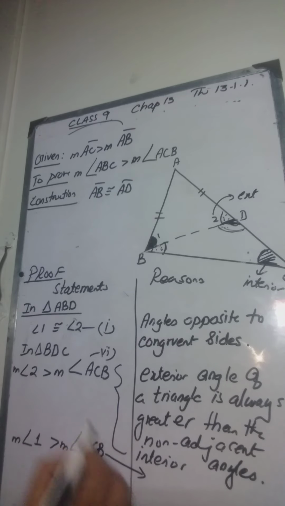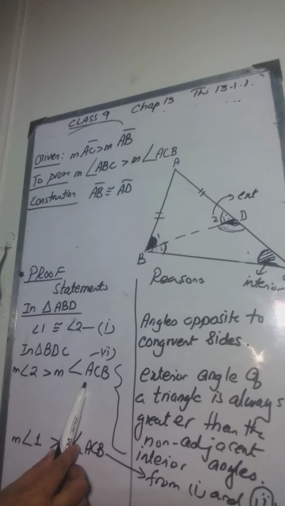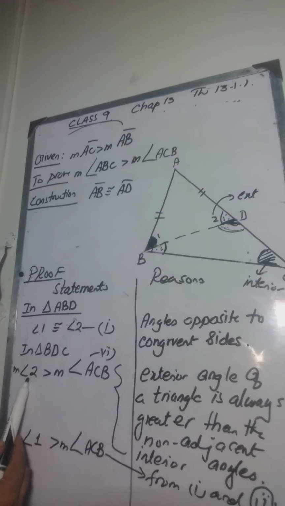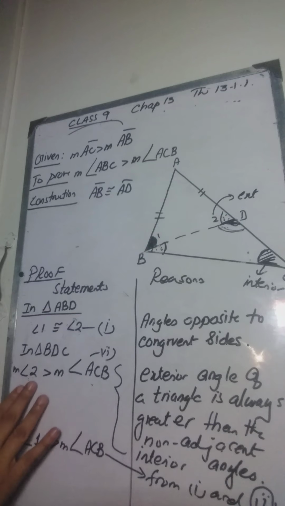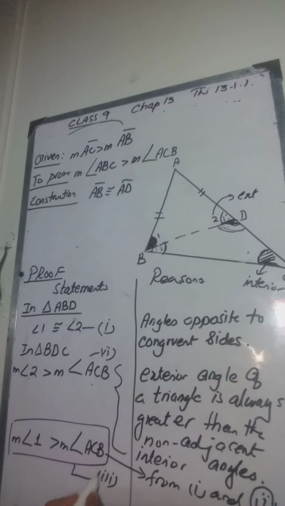The reason for this is that from 1 and 2, angle 2 is greater than ACB. We know angle 2 and angle 1 are congruent, therefore angle 1 will also be greater than ACB, because these two angles are the same. So if 2 is greater than ACB, angle 1 will also be greater than angle ACB. You can name this equation as the third equation.